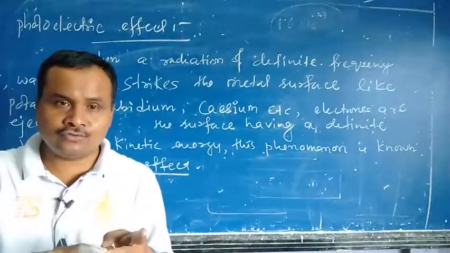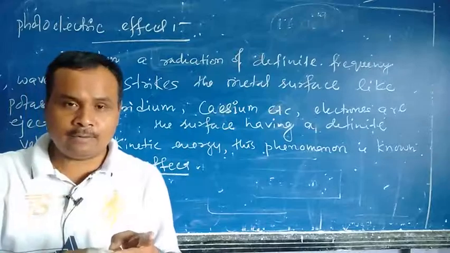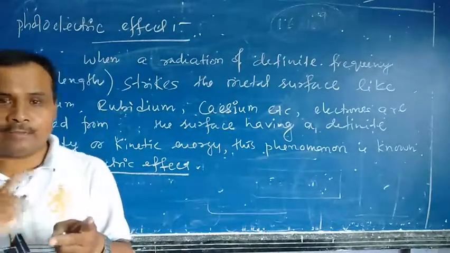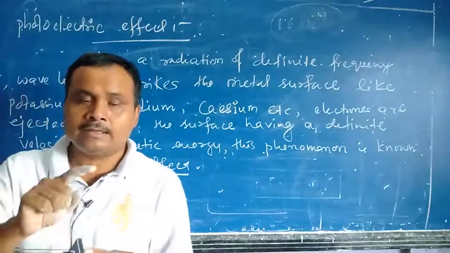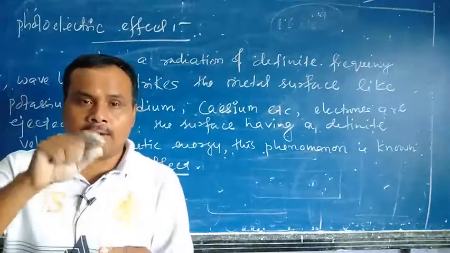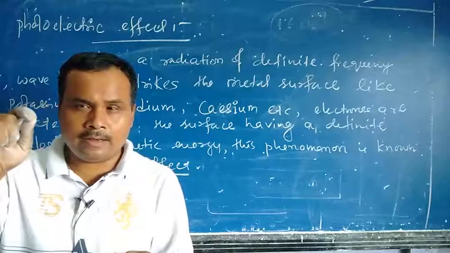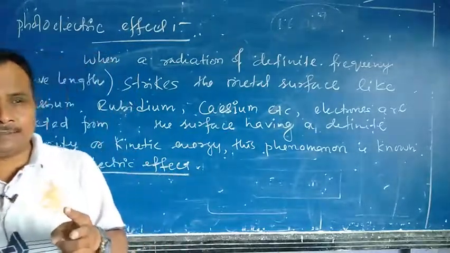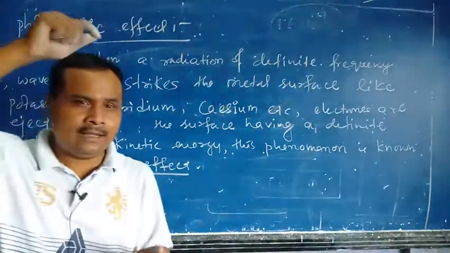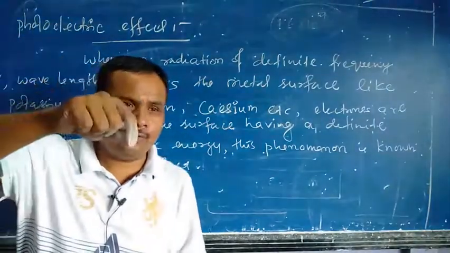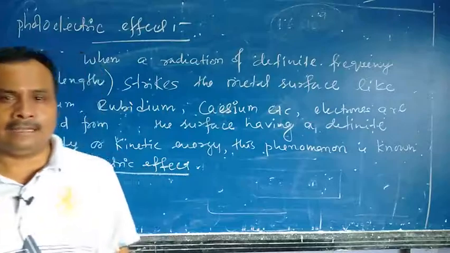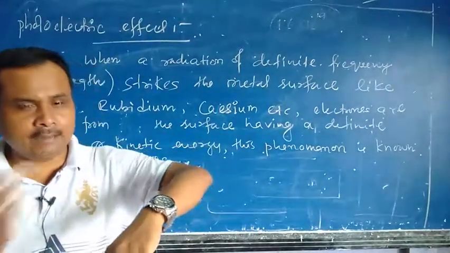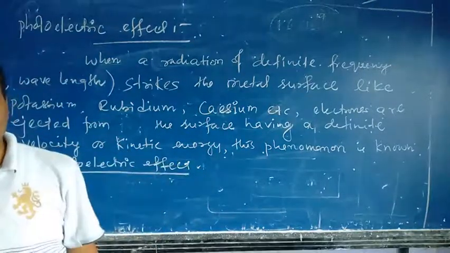Number of electrons ejected from the metal surface depends on intensity or frequency of the incident radiation. Second one, there is no time gap between the ejection of electron and striking of radiation on the metal surface. जब रेडिएशन स्ट्राइक कर देता है, as soon as, immediately electrons are ejected from the metal surface.